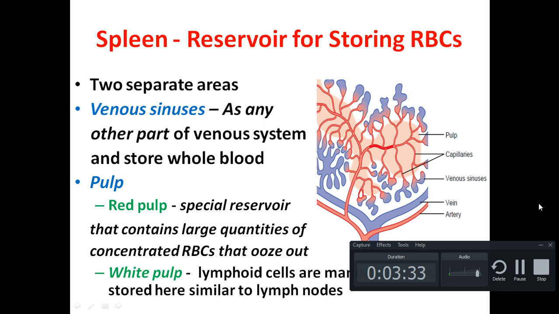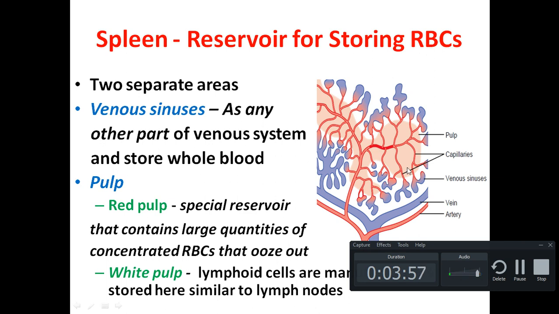Now, grossly speaking, the anatomy of the spleen is that it has got two separate areas. One is the venous sinuses. These are actually the dilated venous ends of the capillaries, and these, as any part of the venous system, can store the whole blood.